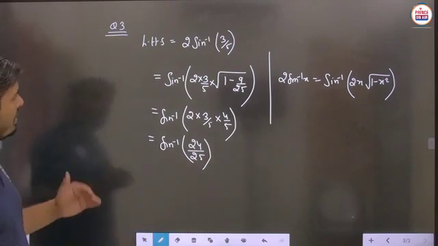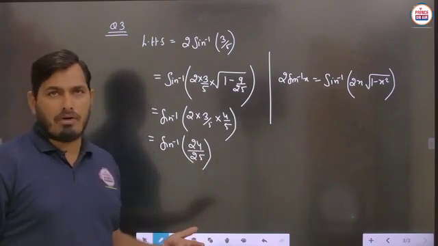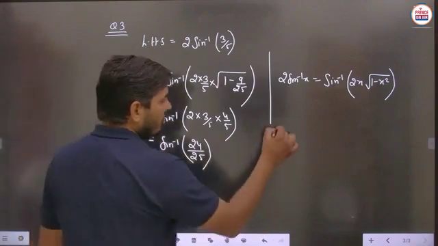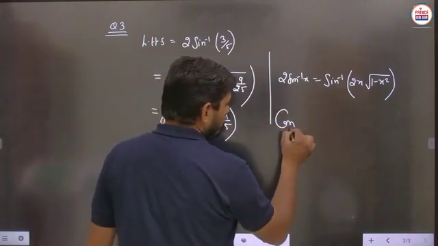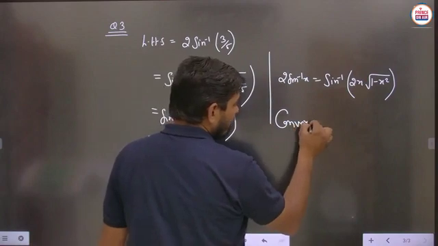Now the right hand side will be written in terms of tan inverse. So we have to use some conversion here.